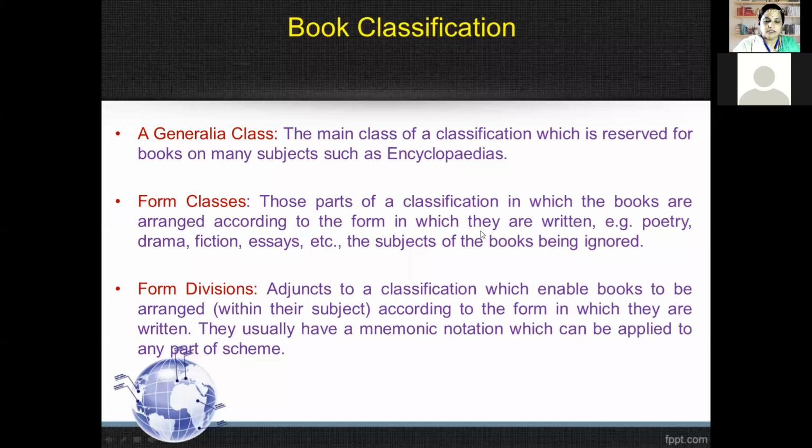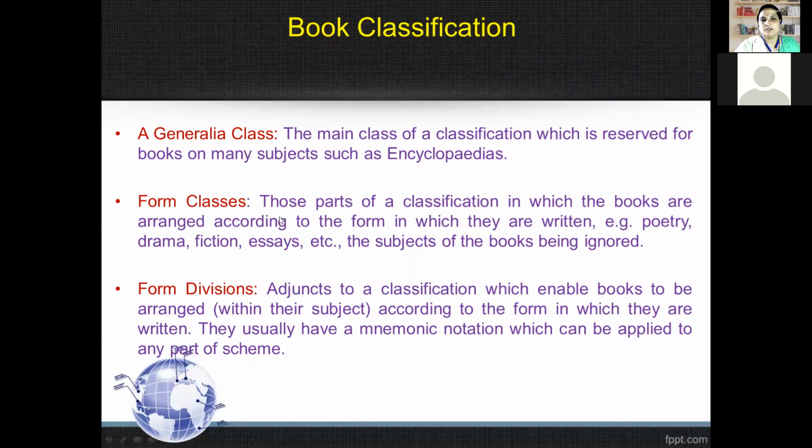So we have seen the library classification. Now we are going to see what is the book classification. In book classification, generally a class will be there, and the main classes of the classification are reserved for books on many subjects. So it may be bibliographies or it may be encyclopedias. In book classification, all the classes and the main classes will be there.